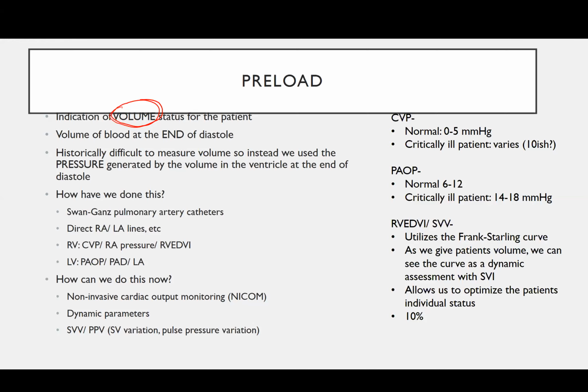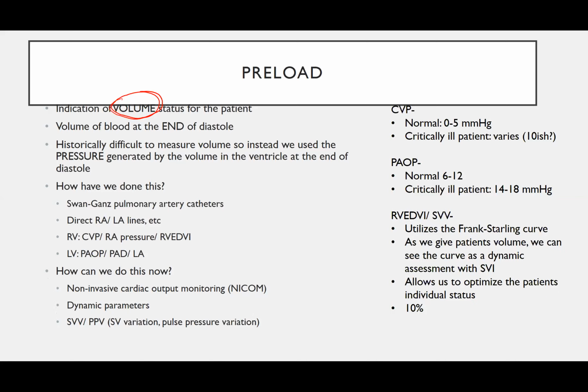Okay, so other ways that we can measure this, and I'm not going to go into all of these details. This is sort of the history. How have we done this? Which is with Swan-Ganz catheters. We can have direct RA or LA lines. I really don't see those very often anymore. Of course, the central venous pressure, any type of right atrial pressure measurement, an RVEDVI, which is a right ventricular end diastolic volume index, and then of course some wedge pressures to kind of give me an idea on volume.